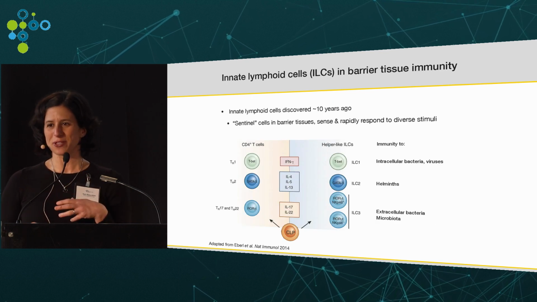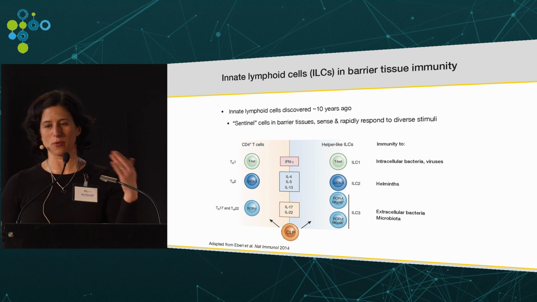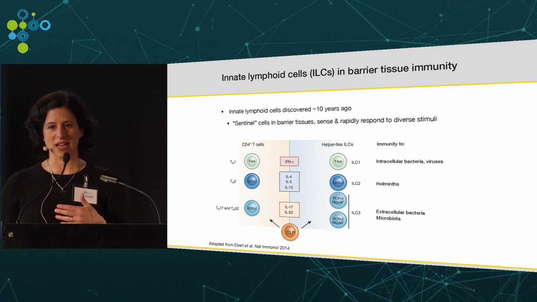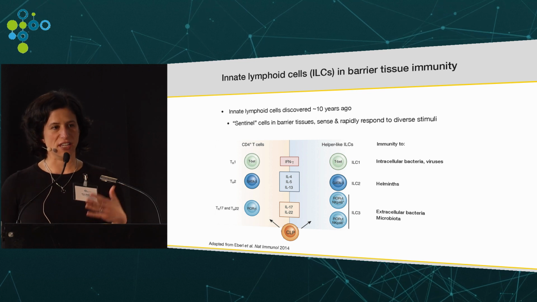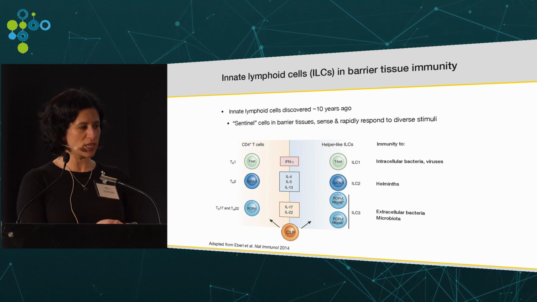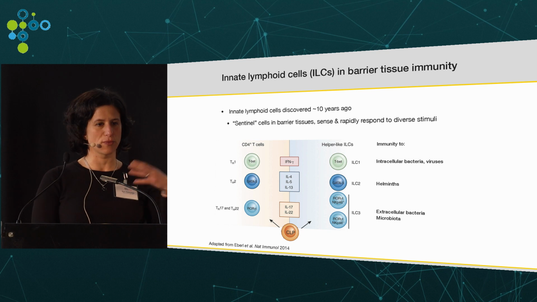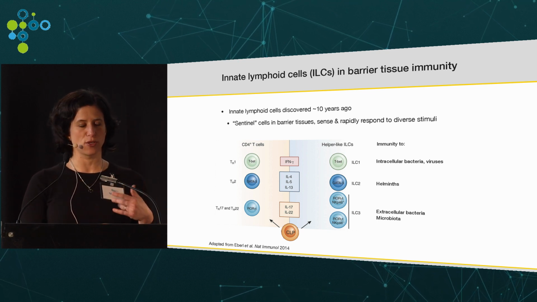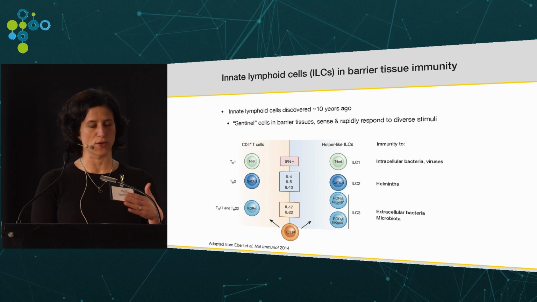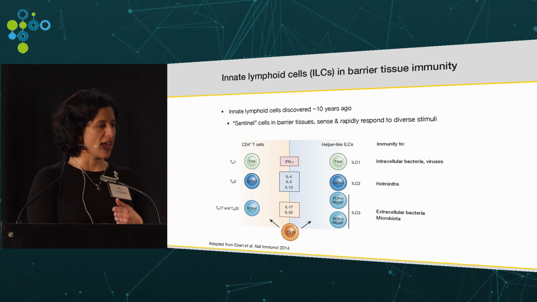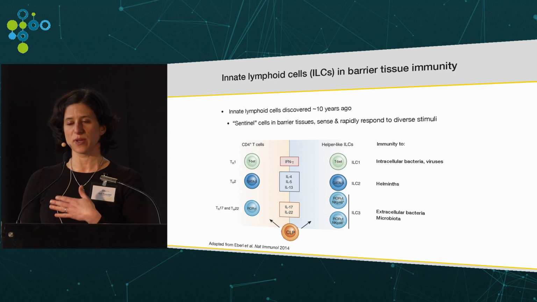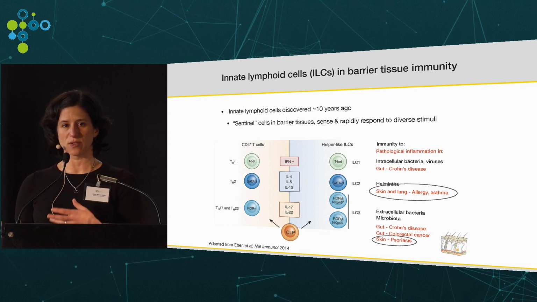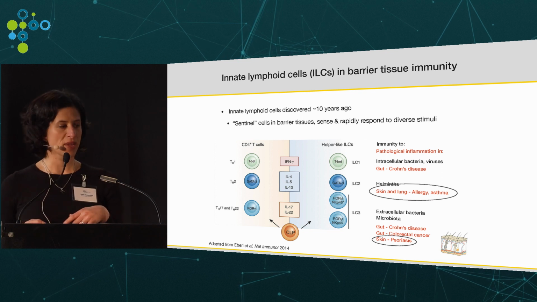They're categorized similarly to T helper cells as type 1, 2, and 3, typically, because they express the same sets of cytokines and transcription factors, and they contribute to similar kinds of immunity. I've been mostly focusing on ILC2s, which contribute to immunity against helminths, but also allergic response. And when those responses go awry, then we get diseases that are associated with the tissues where these cells reside.